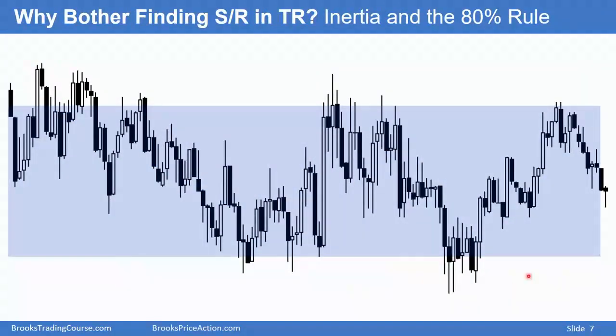Here's a trading range. Now, why should anyone pay attention to support and resistance in a trading range? Again, my 80% rule. When the market's in a strong trend, 80% of reversal attempts will fail. When the market's in a trading range, 80% of breakout attempts into a trend will fail. Breakout attempts will fail at support and resistance. Obvious resistance at the top of the trading range. Obvious support at the bottom of the trading range. You have to expect that a bear breakout will fail.